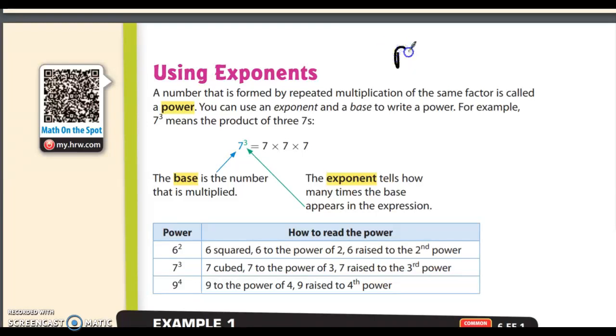Alright, we're on page 238. This is called Using Exponents. This is a pretty important page to read carefully and then understand all the vocabulary and then understand the mechanics of how exponents work. So join me as we read this.